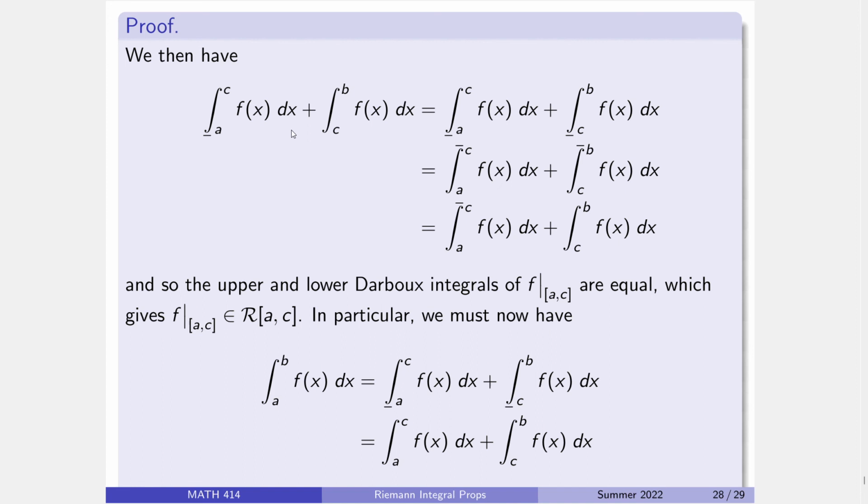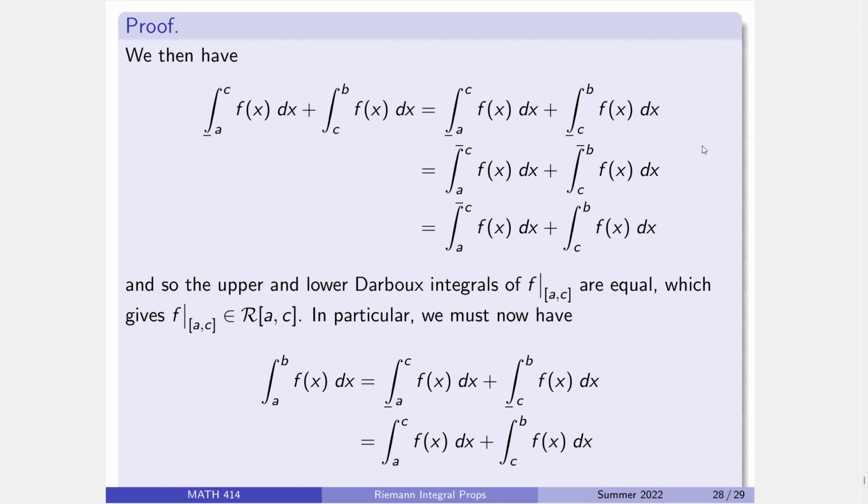And in particular, now, since we know that the integral from A to B is equal to the lower Darboux integral, which we know splits like this, we know that the integral of f from A to B is the integral from A to C plus the integral from C to B. So Riemann integrals can be split in twain, as promised.